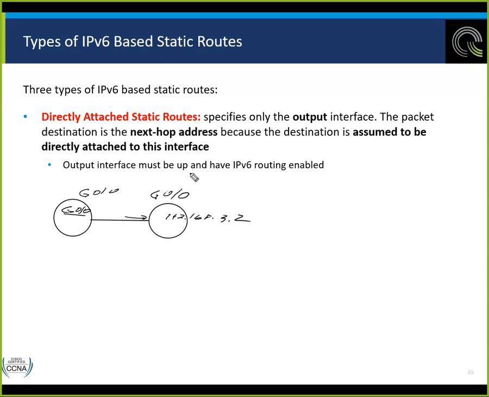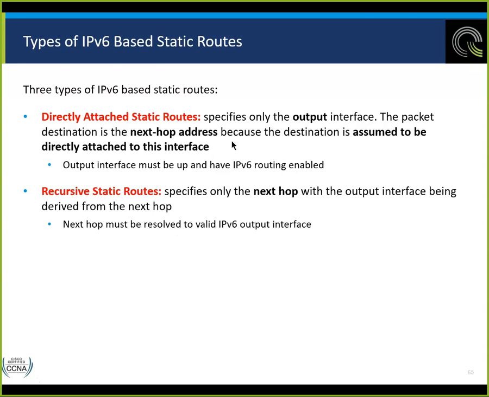So the output interface must be up and have IPv6 routing enabled. The device has to have IPv6 routing enabled. So we can use the outgoing interface to specify that. That's going to be a directly attached static route.